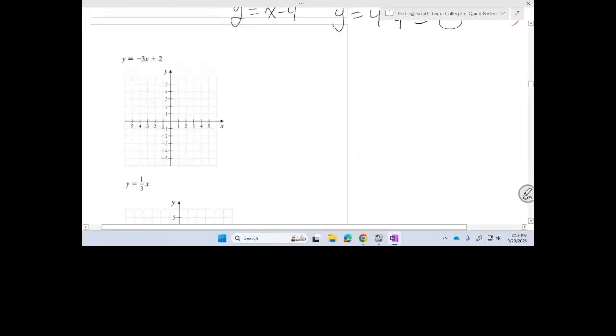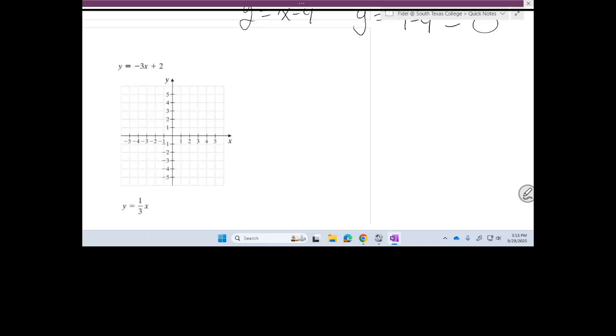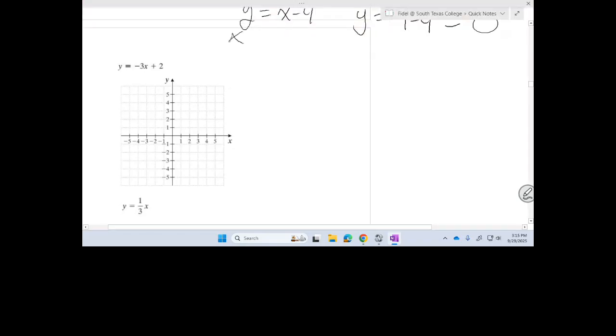Y'all, we're going to try this one here. Okay. Now, what I want you to notice, y'all, is different from this problem compared to the one we did before. In the one we did before, they gave us some numbers for x, okay? Here, y'all, they're not giving me any numbers. So what we're going to do is we're going to make up our own. And it doesn't matter what numbers you pick, okay?